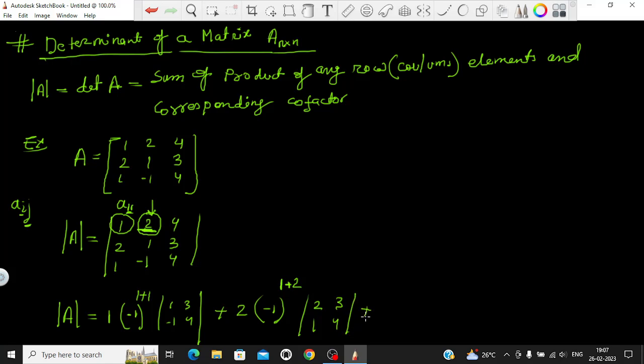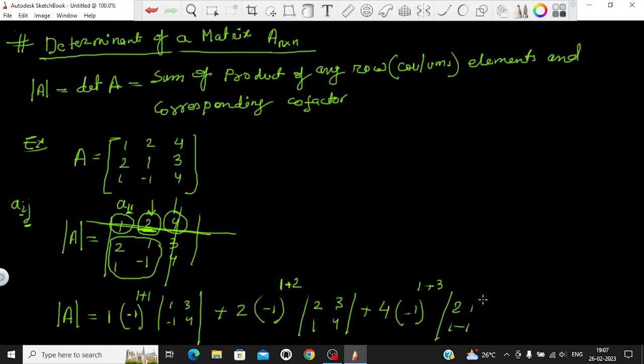Similarly, now you write this element 4 and take the cofactor sign minus 1. This element is in first row and third column, so minus 1 to the power 1 plus 3. Hide this row and this column and write the remaining elements: 2 1, 1 minus 1. Expand it and you will get the determinant.